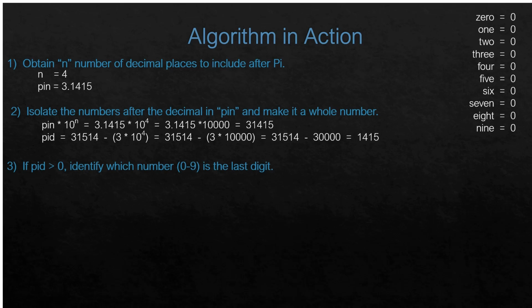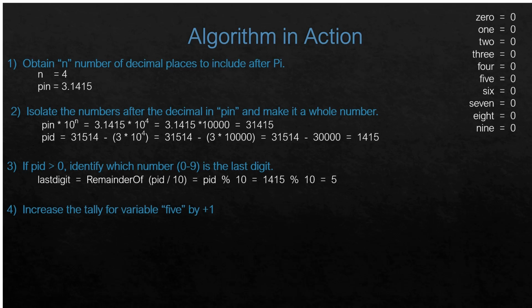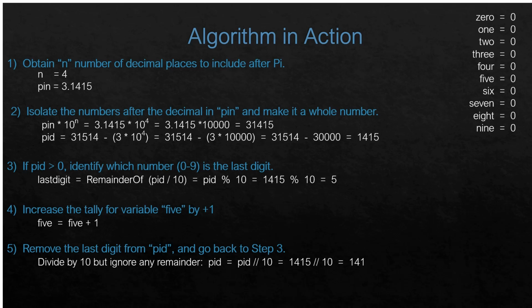Next, we can identify the last digit of that number, basically with the formula, and it identifies that digit as 5. So we increase the tally of 5 by 1. And then from that, we remove that last digit and go back to step 3. And this is the process that we're going to do until we have no more decimal places left.